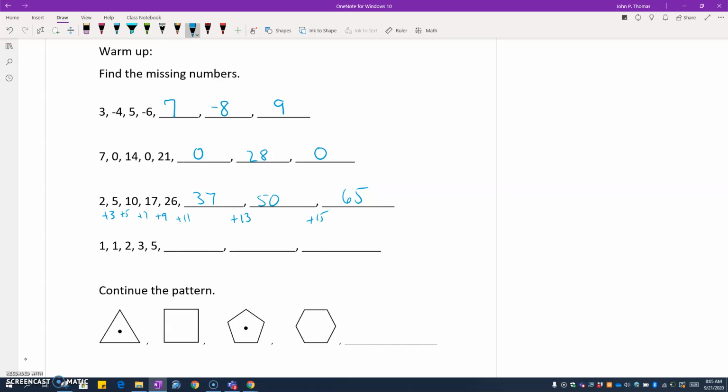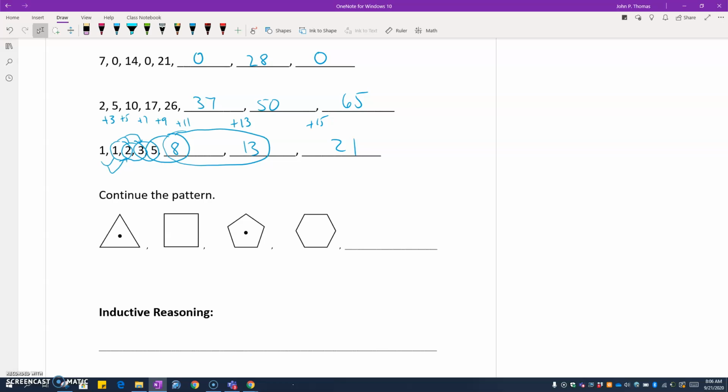In this last one, we've got 1, 1, 2, 3, 5. This is a little bit trickier, but if I take the 1 and 1 and add them, I get 2. So 1 plus 1 is 2. The first two numbers added give me the third number. The next two numbers added give me the next one: 1 and 2 give me 3, 2 and 3 give me 5, 3 and 5 give me 8, 5 and 8 give me 13, 8 and 13 would give me 21. We could keep progressing up as we go through.